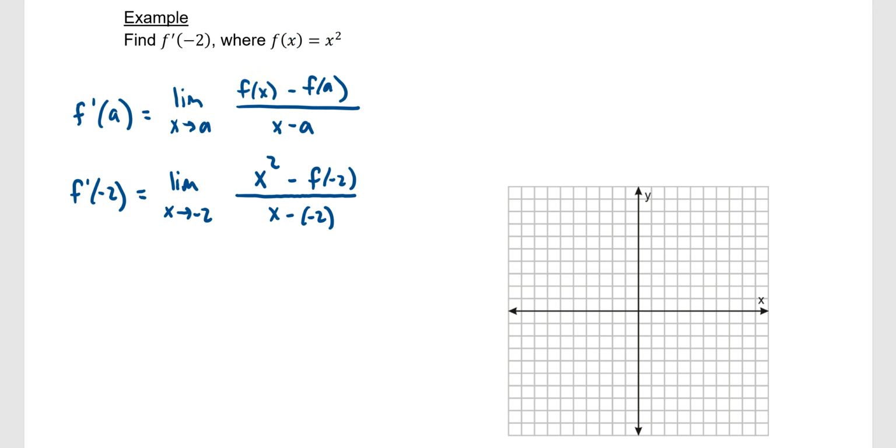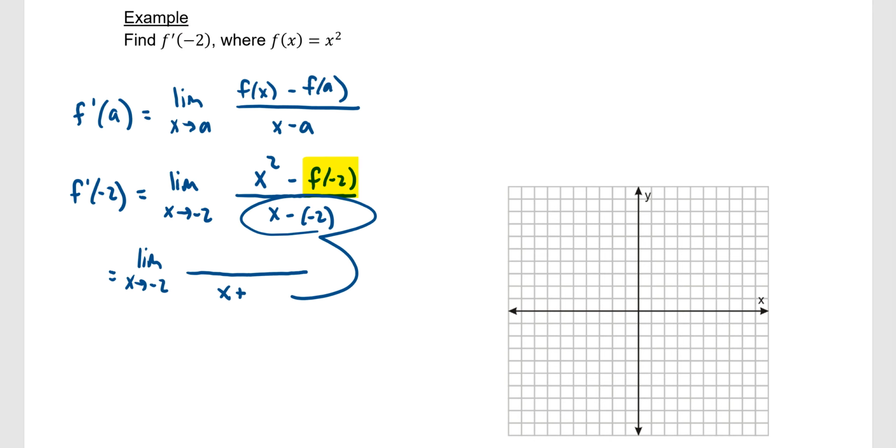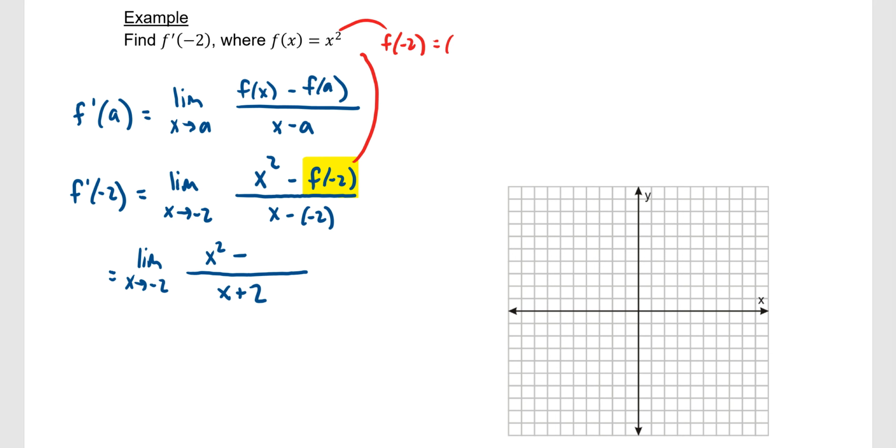So now we need to evaluate this, but one more thing we need to plug in for f of -2. So we have the limit, always make sure you're writing the limit notation, as x approaches -2. Let's just simplify that denominator. X minus -2 is x plus 2. Then we have x squared minus, and now let's plug in what f of -2 is. We know f of -2 is just the y value, so you're going to plug it in. -2 squared, plugged into the function, gives you +4.